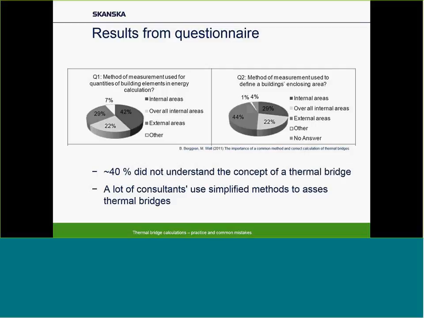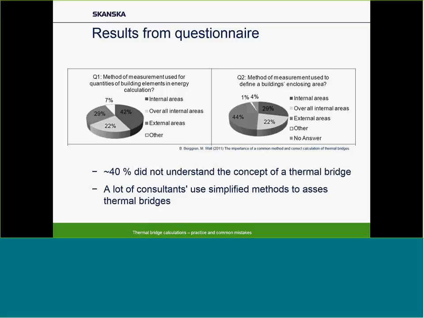And quite roughly, 40% did not understand the concept of a thermal bridge. They couldn't handle these differences. They didn't understand the very important definition of a thermal bridge, which is if you have differences in external and internal area, you have a thermal bridge, as Stephen showed us.